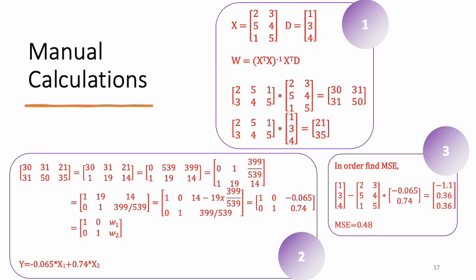First, we should compute X transpose times X and X transpose times D. It is found in the area marked with 1. The area marked with 2 shows how we found the weights using the Gauss elimination method. Finally, with the linear regression equation with these calculated weights, we can calculate success via MSE. Of course, R² and other metrics can also be calculated. Here, only MSE is calculated for the sake of simplicity.